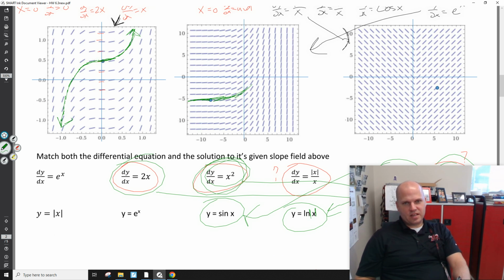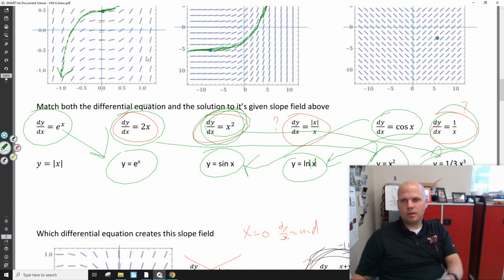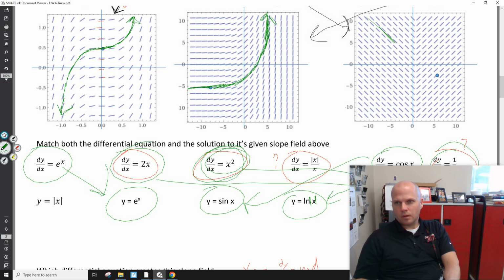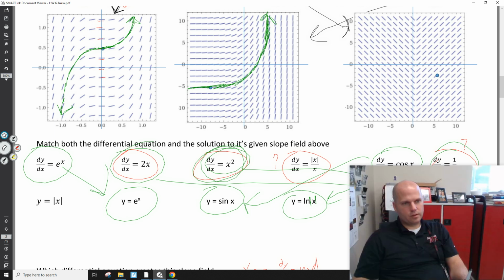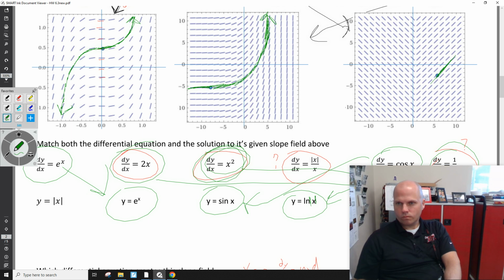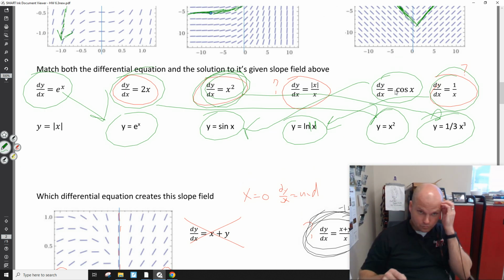The antiderivative of e to the x is e to the x. The graph of e to the x looks like this. This is e to the x shifted down a little bit. That one goes with that one. And then, start with the point. It'll be easier. This graph of this v. Now, this is a good one. This is a perfect one.